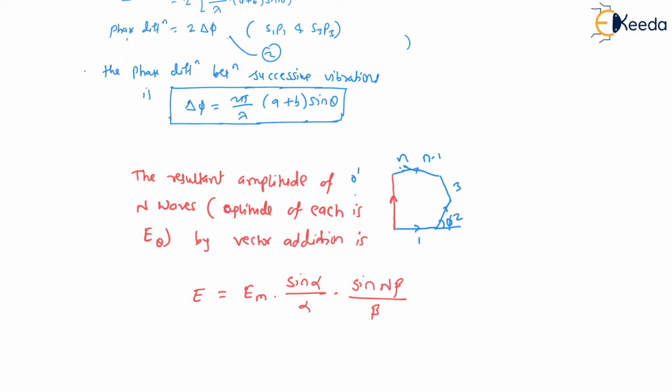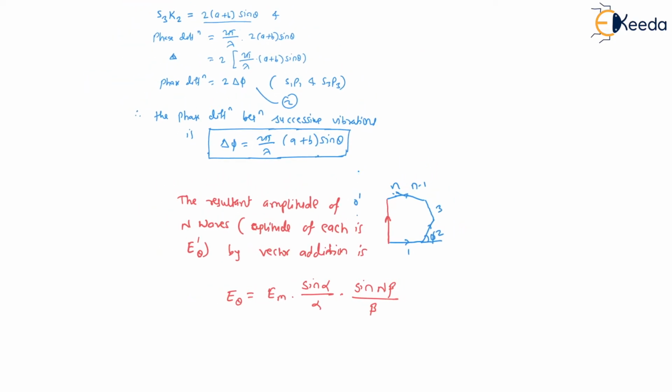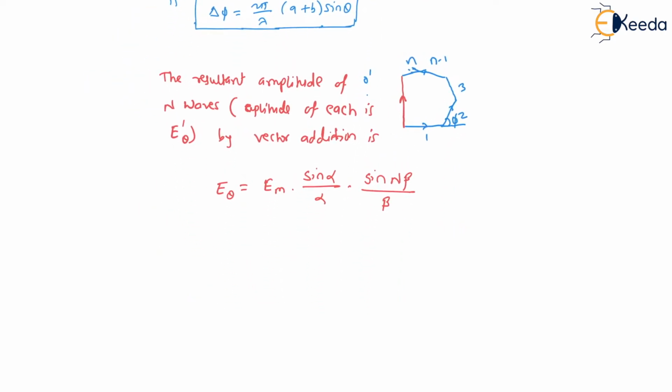So you simply learn this particular equation. We can derive this equation by using the polygon law, but that is not necessary for you. You simply learn this formula, and in your examination, if a question is asked on this topic, you can directly write this equation as it is. There is no need to prove it. Now this is the resultant amplitude. Let the amplitude of each be E theta dash, and this one is E theta, the resultant amplitude at point P.